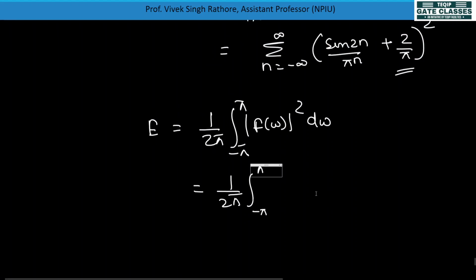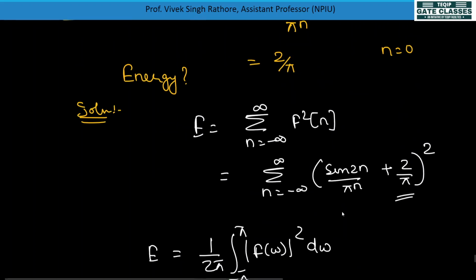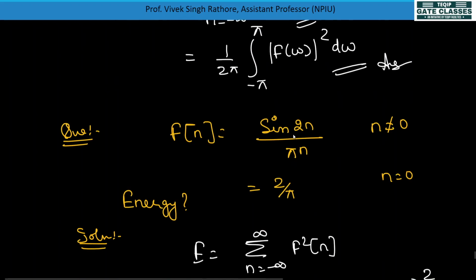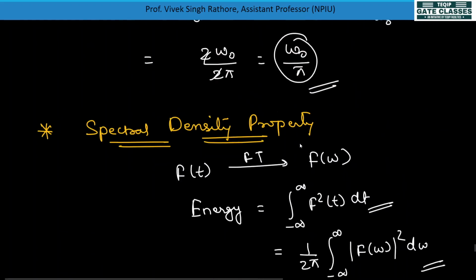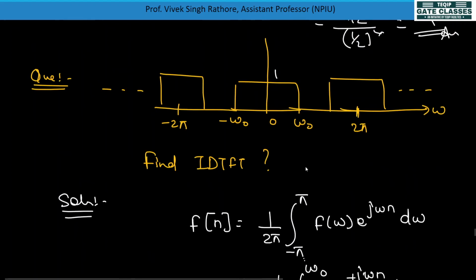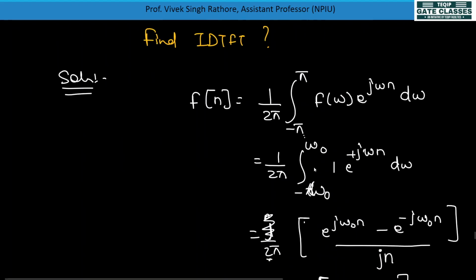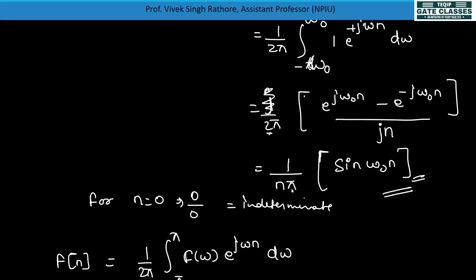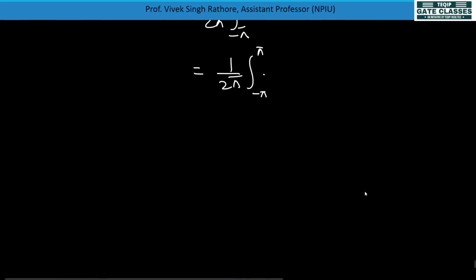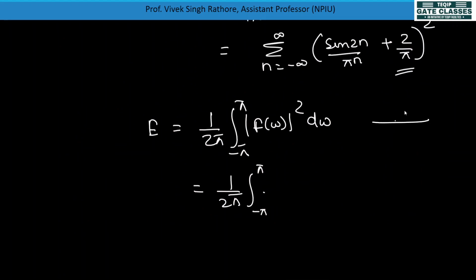For finding the limit, see sine 2n by pi n. Here it is not given, so you can calculate it from here. Earlier we were doing it from minus omega naught to omega naught, and the answer was coming sine omega naught n by pi n. Now the question asks sine 2n by pi n, so ultimately omega naught is 2. So we can plot this value, sine of 2n by pi n, and the limits will be minus omega naught to omega naught, so minus 2 to plus 2, and the value will be 1 only. So 1 d omega, and ultimately 1 by 2 pi into 4.